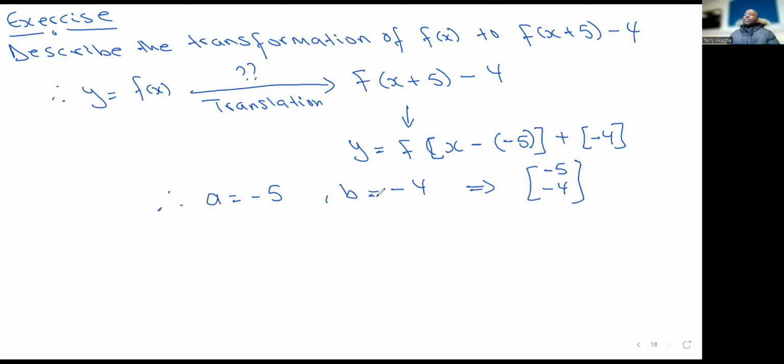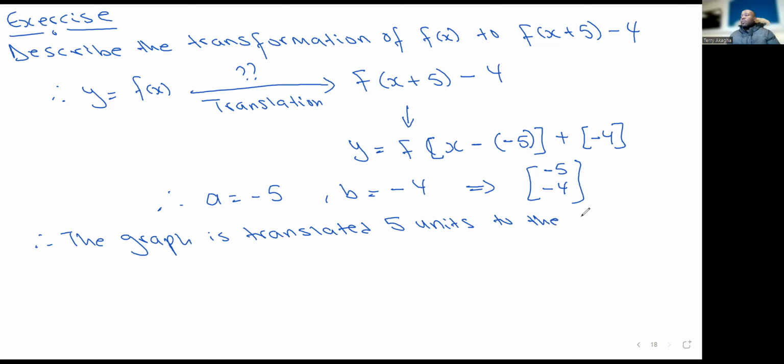So with this now, I can describe this. It means that the graph, because we are having -5, moves 5 units to the left. So the graph is translated 5 units to the left. Are you seeing it? Because we have -5, it is moving to the left, or you can say negative x direction. So you don't have to say the left, you can say negative x direction.